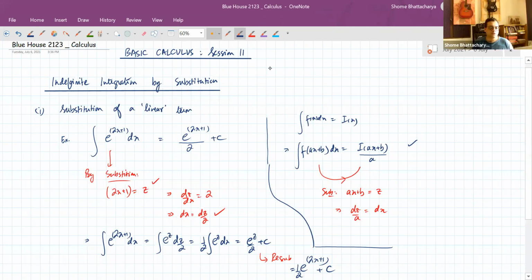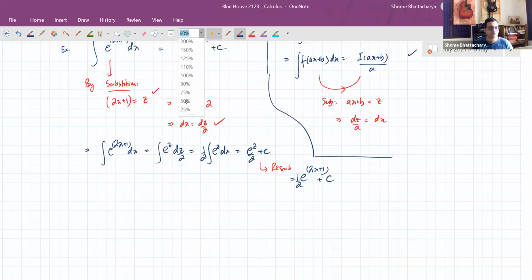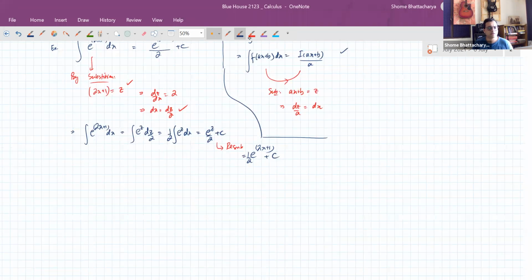Okay, so very good. I'm assuming all of you are clear with this. Now moving on to the next aspect, or rather, before we move on to the next aspect, let's practice a few integrals.